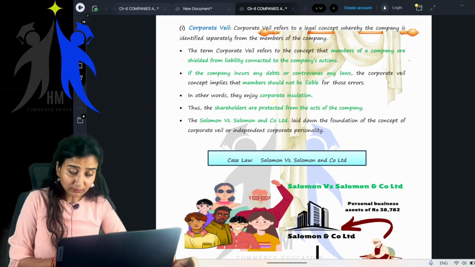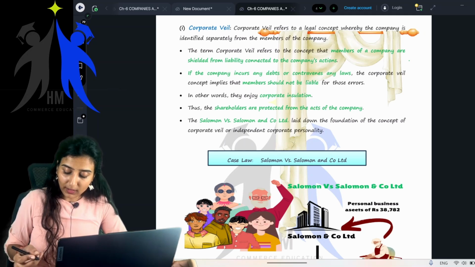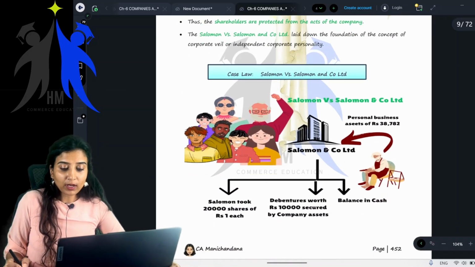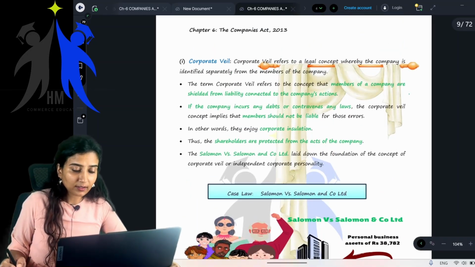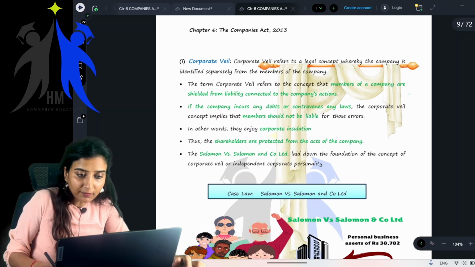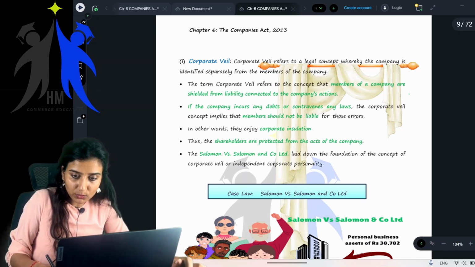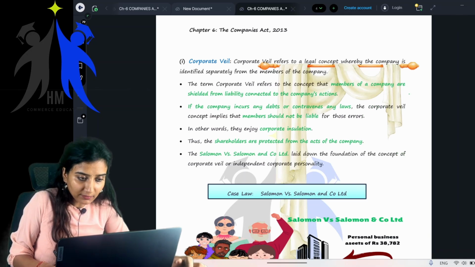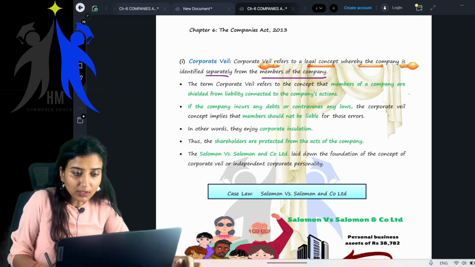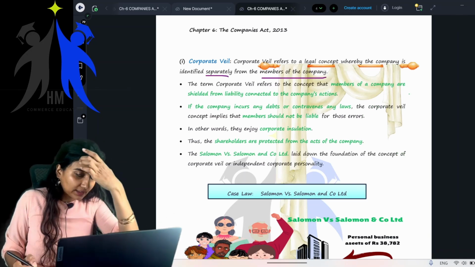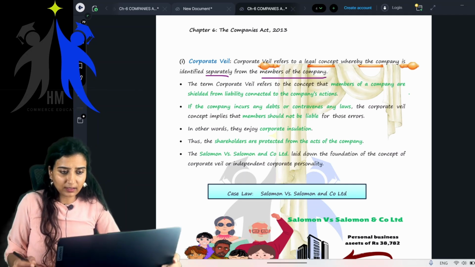Corporate veil, page number 452. Corporate veil refers to a legal concept whereby the company is identified separately from the members of the company, the separate legal entity. We have done everything in detail.